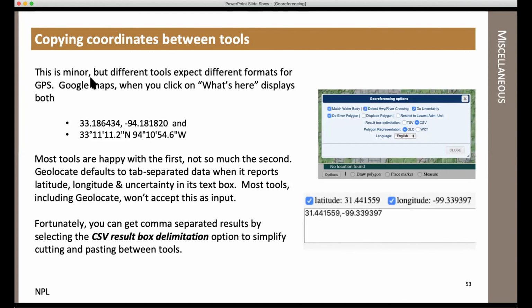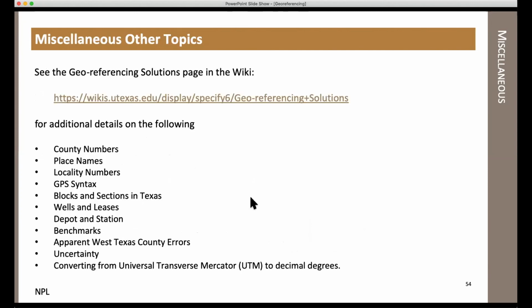Well, this is pretty trivial, but GEOLocate can simplify your life. There's some options, and if you set it to CSV, then you can cut and paste the latitude and longitude. Most tools are happy with a comma delimited GPS coordinate. These two are what you get out of Google Maps. This is hard to type. Typing the little degree can be difficult, and a lot of tools don't like this form. Virtually everybody is happy with this, but they want it to be comma delimited, not tab delimited. So it's just handy to do that.